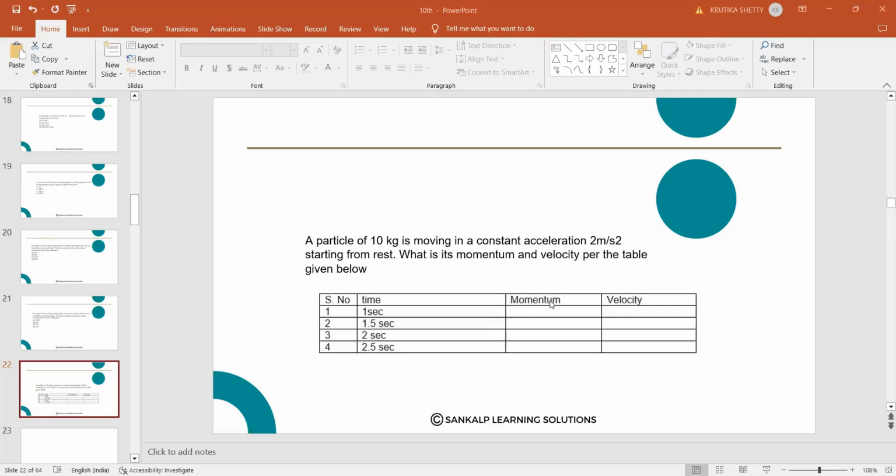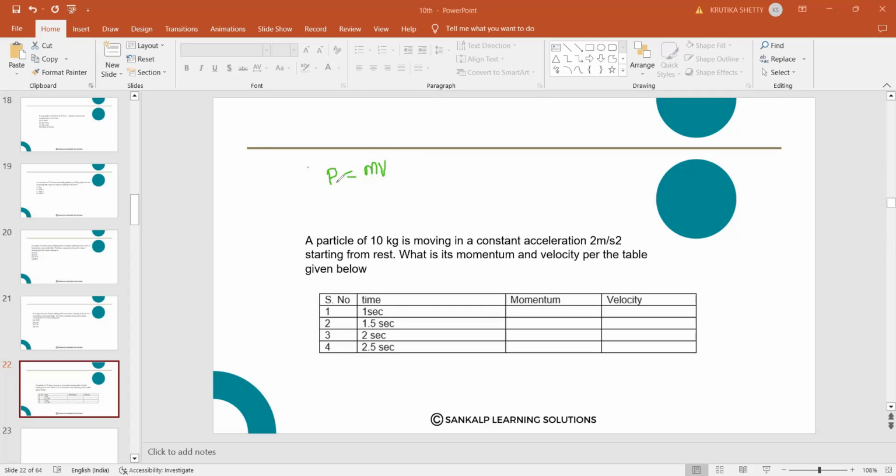So we need velocity and momentum, and they have given time and mass. Okay, first we will write what they have given, then we will see what we need to do. First I'll tell you what momentum is equal to. The momentum is equal to, the formula is mass into velocity. Momentum is mass into velocity.